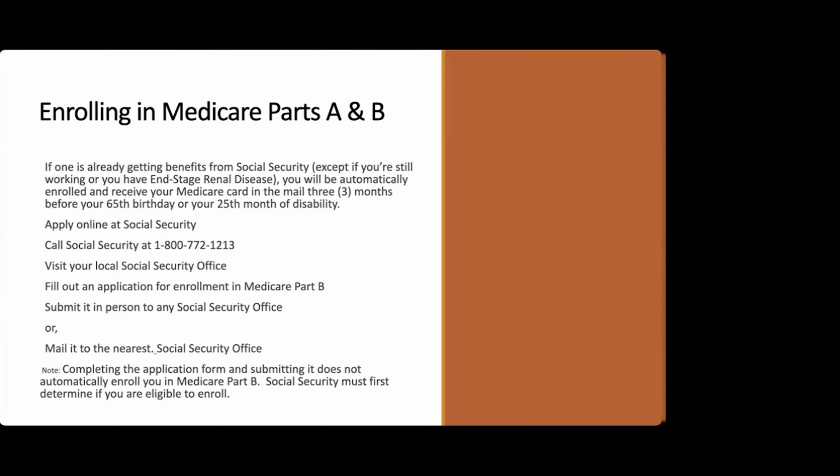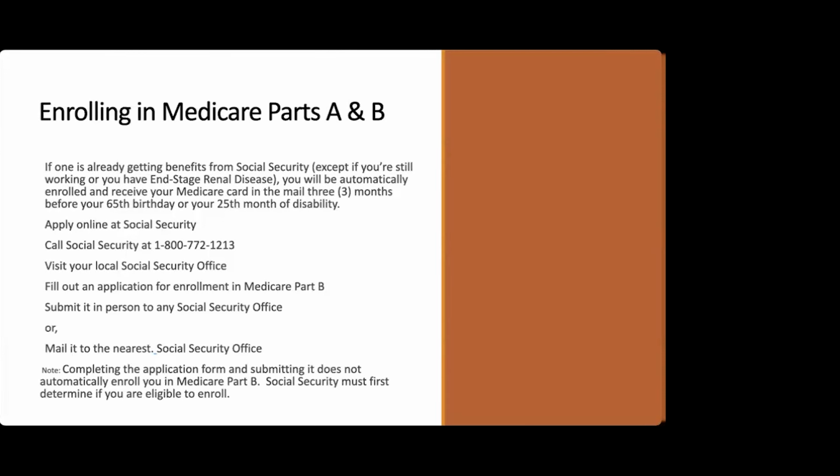If you're not already receiving the Social Security, again, you have to contact Social Security to enroll in this. So it's a good idea either way, if you're getting your Social Security check or not, to contact Social Security and make sure that process is initiated. The phone number for Social Security is there. You can also go online. You can visit your local Social Security office.